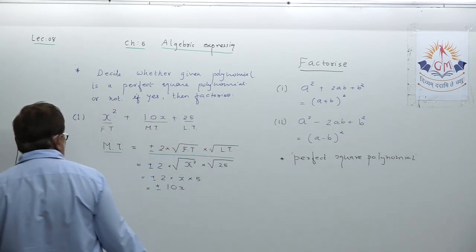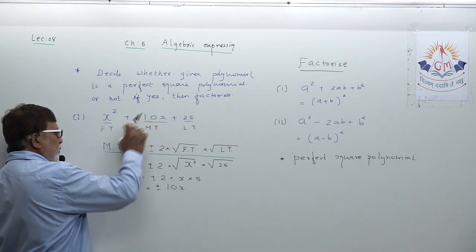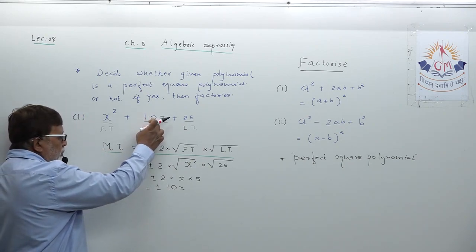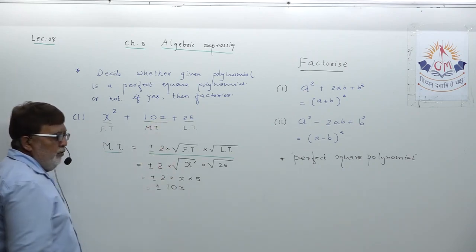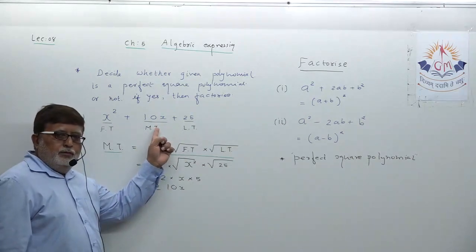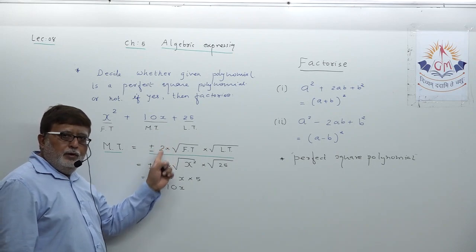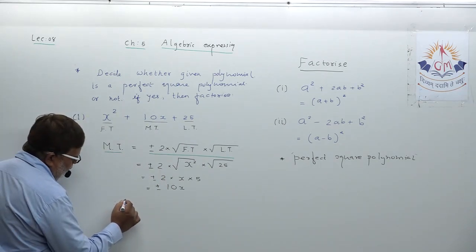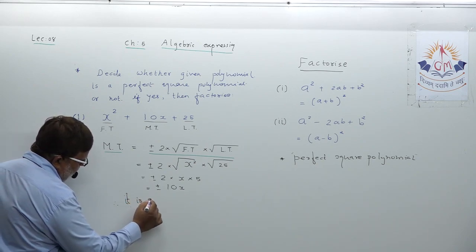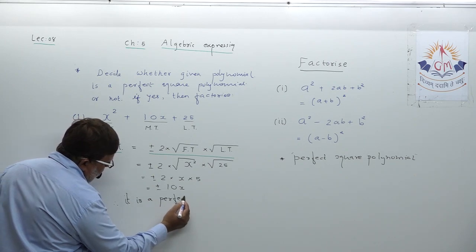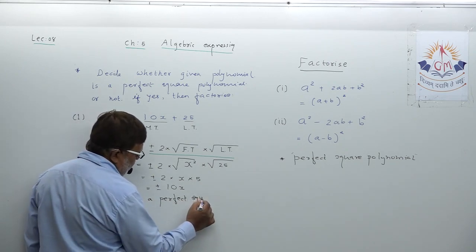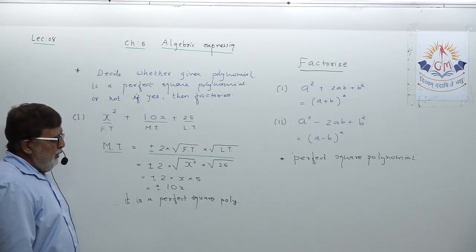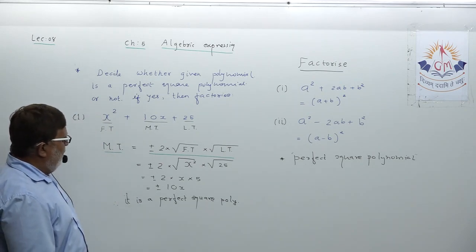Now concentrate. This is the middle term given. This is the middle term you found by the formula. Both middle terms are equal. You can see here 10x, here also 10x. Remember, dear student, when both the middle terms are equal, then you have to say, therefore it is a perfect square polynomial. Please note this down. This is the first stage of the sum. Factorizing we are learning in the next stage.